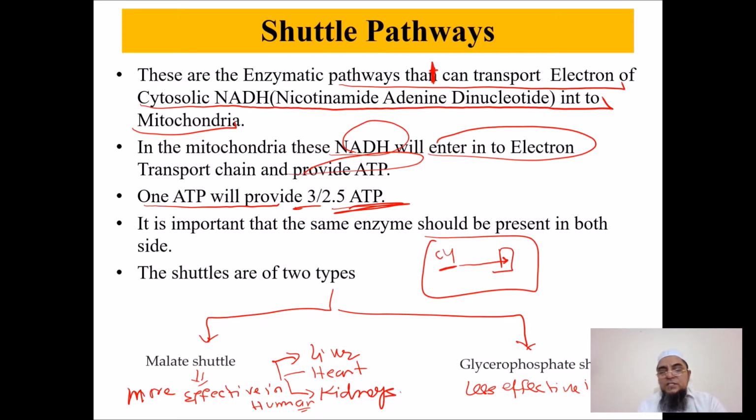We have two kinds of shuttle pathways. Number one is the malate shuttle pathway, another is the glycerophosphate shuttle pathway. The malate shuttle pathway is more effective. It is present in the liver, heart and kidney. However, the glycerophosphate shuttle is not that effective. It is less effective, particularly in humans.